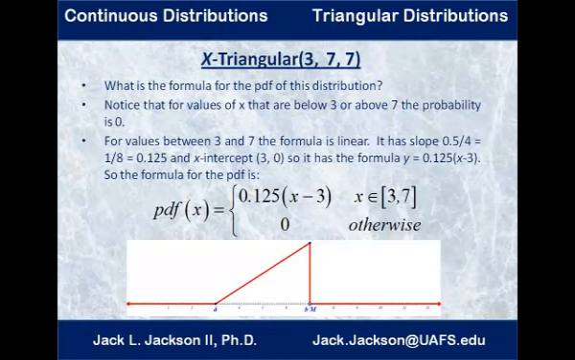And since the x-intercept is 3, 0, this has the formula y equals 0.125 times parentheses x minus 3. And so that is the appropriate formula between 3 and 7. And outside of that, of course, it's 0. That formula is what we might call a factored form, or a slope x-intercept form, or a slope root form.